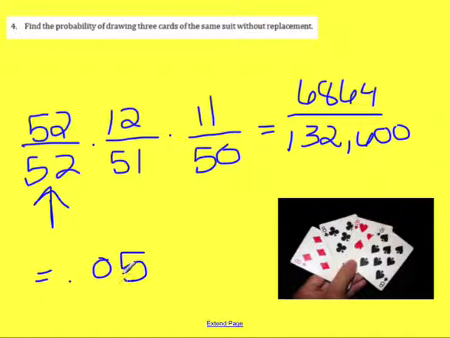So even though we left it open, we said you can pick any suit you want, but after that you have to get the same suit. Even though we did that, there's still only a 5% chance of that actually happening. That's crazy, right? So let's take a look at number 5.